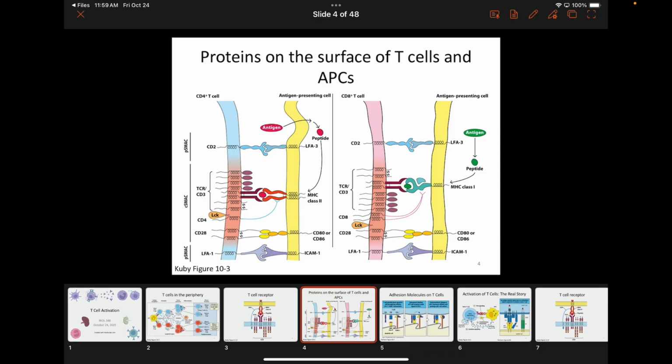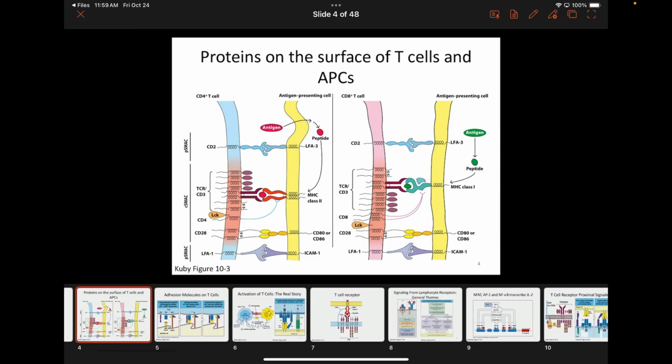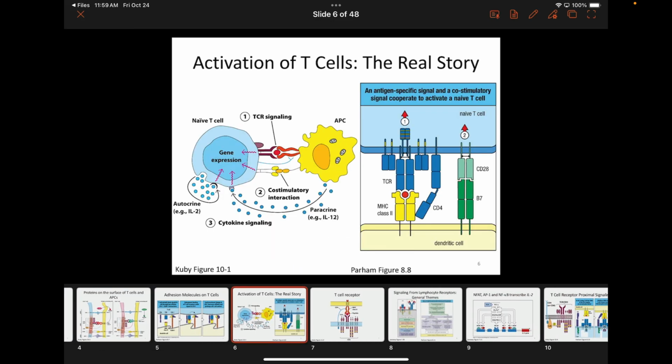When we are talking about the activation of T cells, this is the big picture part of the story. I'm not going to go into all the parts of this story today, but this is the spoiler of where we're going to end up. When we have a naive T cell, a T cell that is getting activated for the first time, it needs to receive multiple kinds of signals.